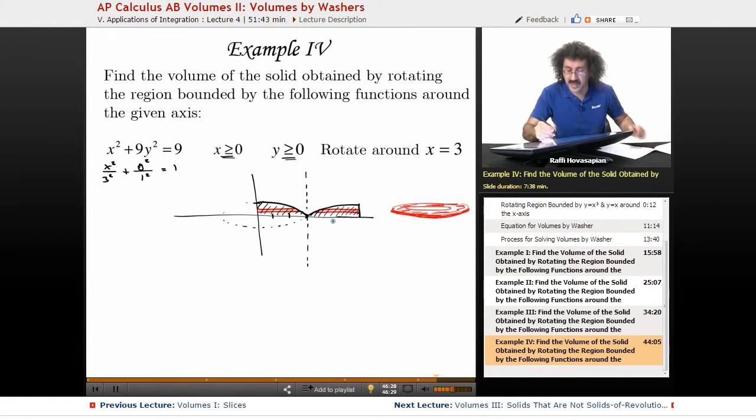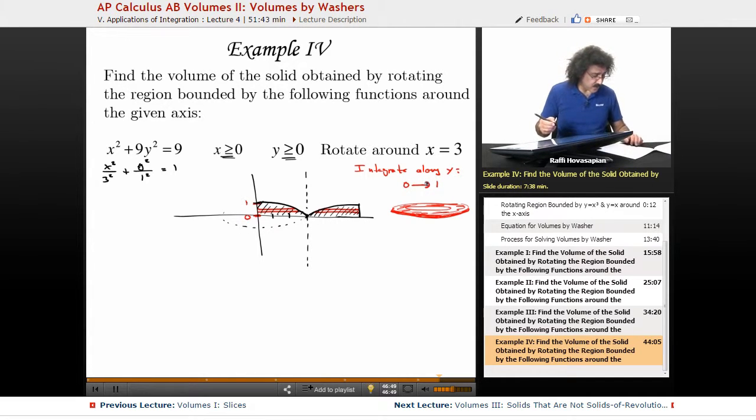And it's going to have a thickness, which is going to be dy. So when we add up all these washers, we're adding them vertically, so we're going to be integrating along the y-axis. So integrate along y, and we're going to be integrating from 0 to 1. Nice. Perfect. Okay, so far so good. Now we're integrating along y, so we need to express these functions as functions of y. So we're going to turn this into a function of y.